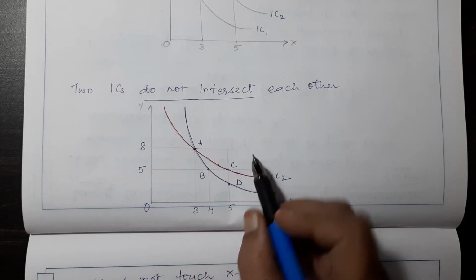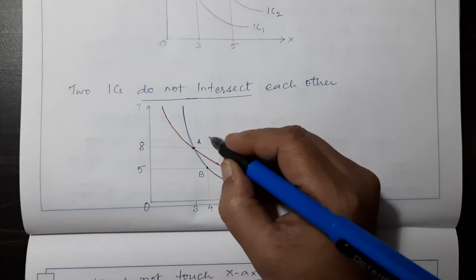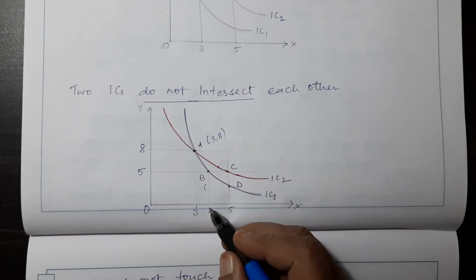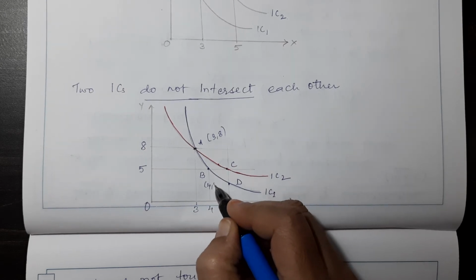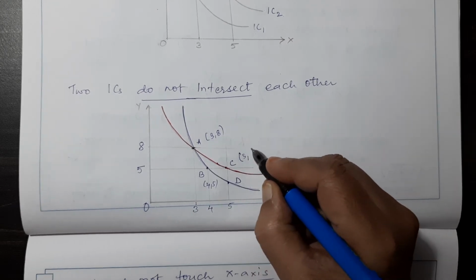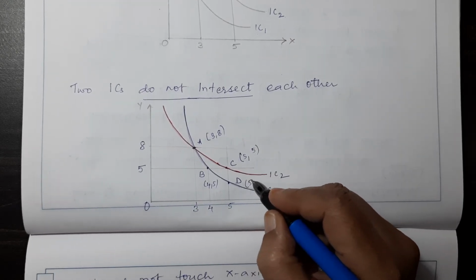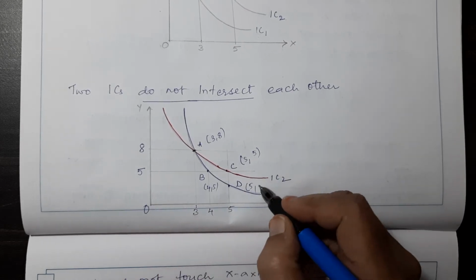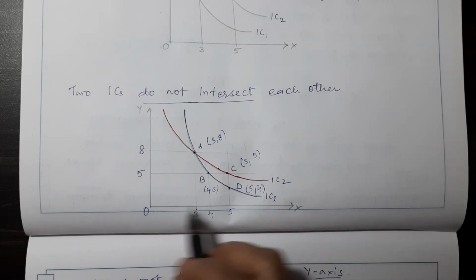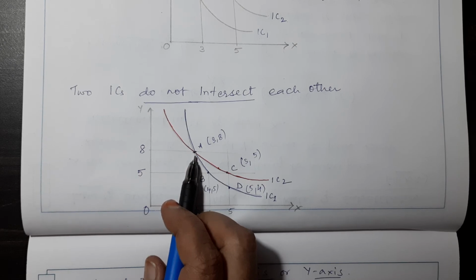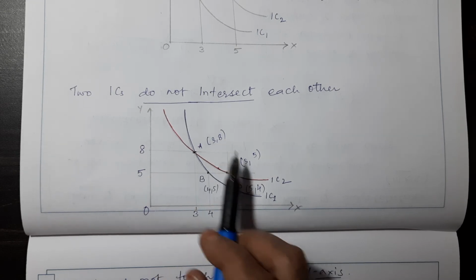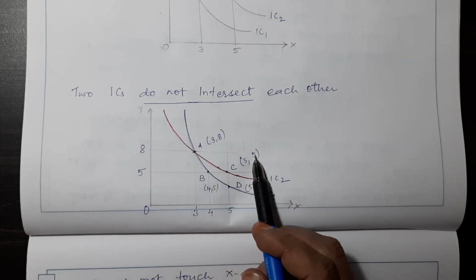Now at A, the combination is 3 units of X and 8 units of Y. Now let's look at B. At B, he is consuming 4 units of X and 5 units of Y. At C, he is consuming 5 units of X and 5 units of Y, whereas on D, he is consuming 5 units of X and a lesser, let us call it 4 units of Y. Now what is happening? If A and C are lying on the same IC2, then 3, 8 and 5, 5 should be giving him the same level of satisfaction.